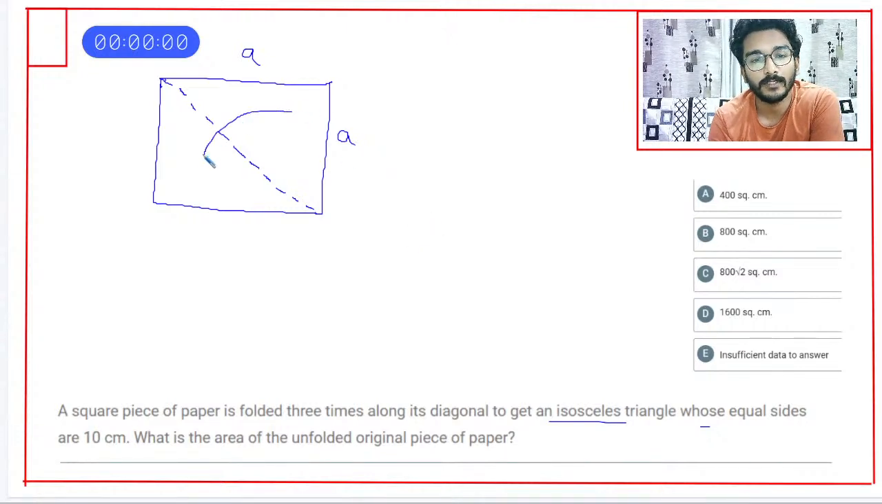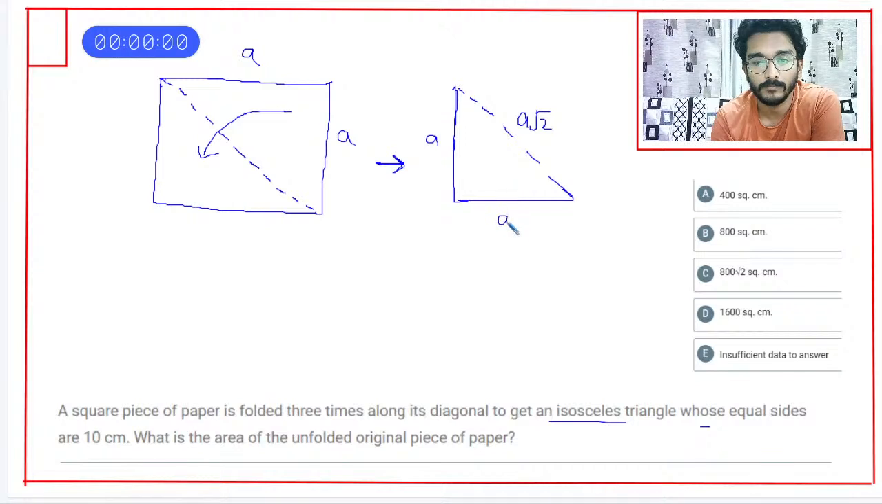So once I fold this thing along the diagonal, the next shape would be something like this. This would be the next shape after one fold. So this is a root 2 for us. Now I have to fold it along the diagonal only, means this point will go there along the diagonal only, along this axis, you can say. So the next fold would be something like this.